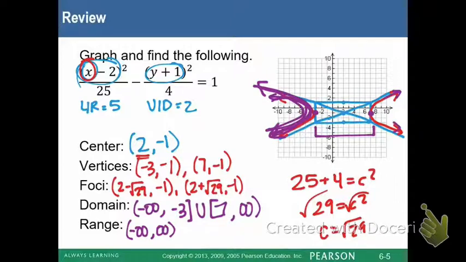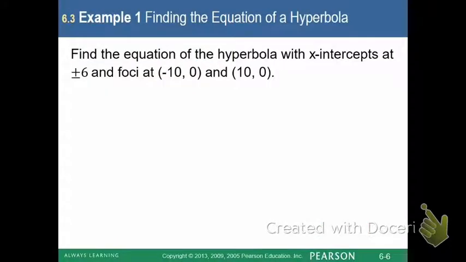Okay, so for the rest of the problems, we're going to be practicing how to write the equation based on information that they give us. So, find the equation of the hyperbola that has x-intercepts at ±6 and foci at -10, 0 and +10, 0. If it helps you to draw just a rough sketch, you can go ahead and do that. So, the x-intercepts, it says it's at ±6. X-intercepts is where the graph crosses the x-axis. So here, this would be at +6, that's at -6. All that's telling us is that it touches the graph there.